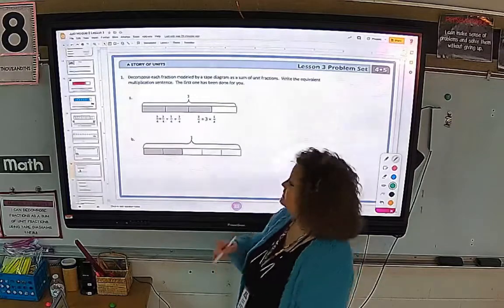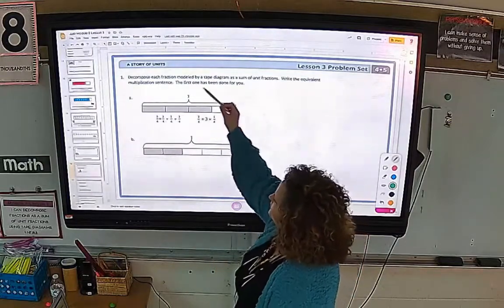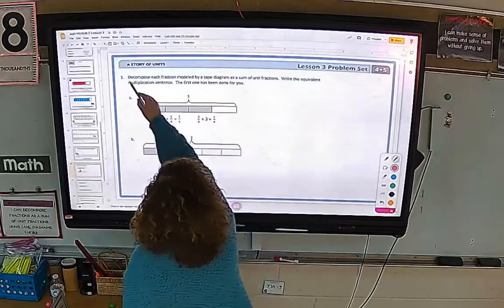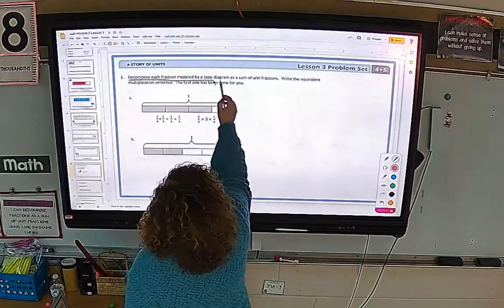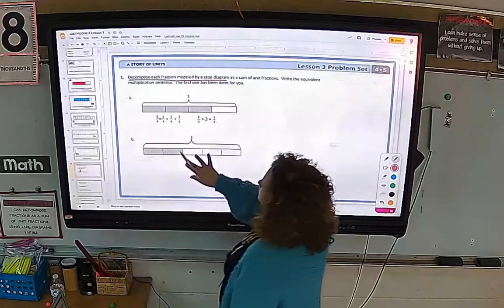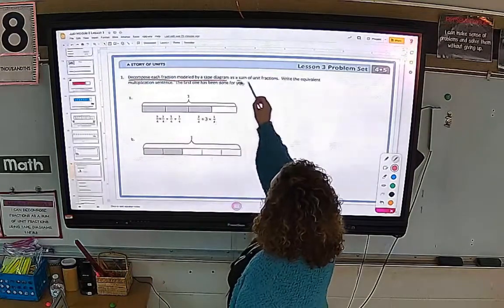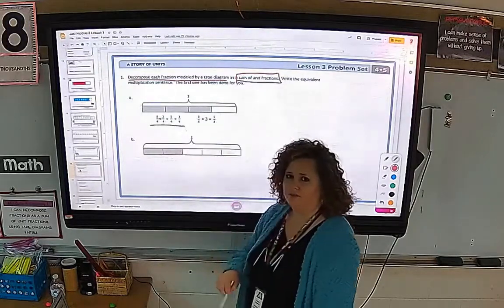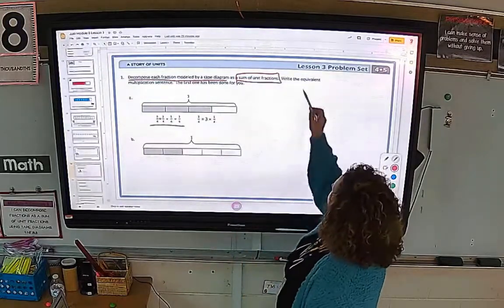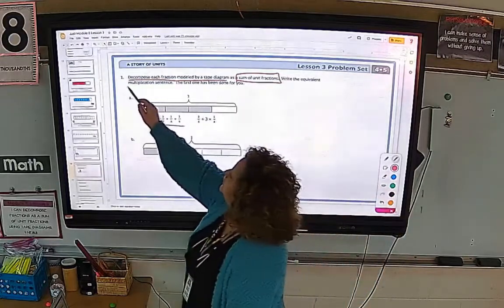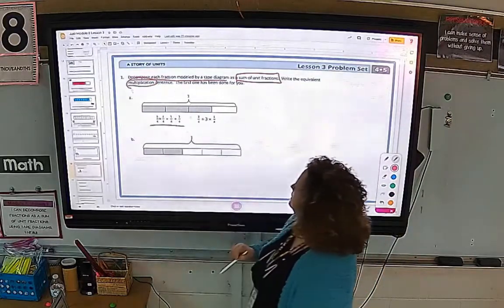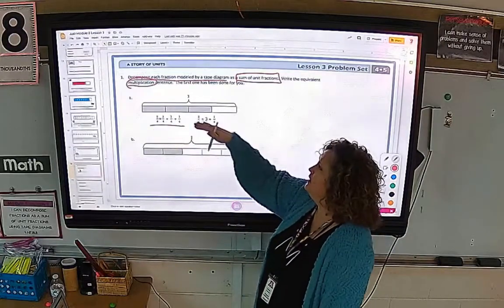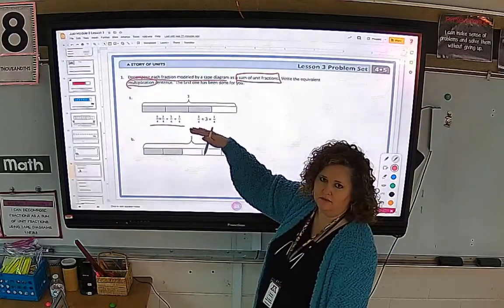We're going to work through these. So the first one is done for us, but let's look at what they're asking us to do. We're going to decompose each fraction modeled by a tape diagram. So they've already got the tape diagram. We're going to decompose them as a sum of unit fractions. So we're going to create an addition sentence with unit fractions. But then we're also going to write the equivalent multiplication sentence. So we're going to write the addition sentence with unit fractions and the multiplication sentence to go with it.